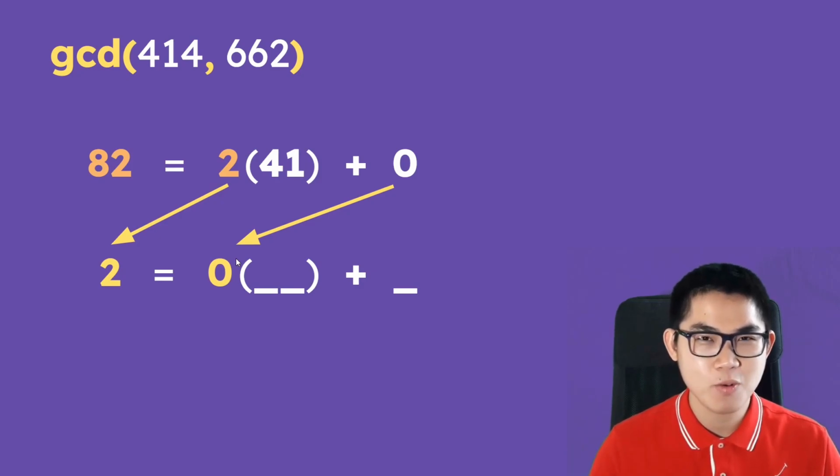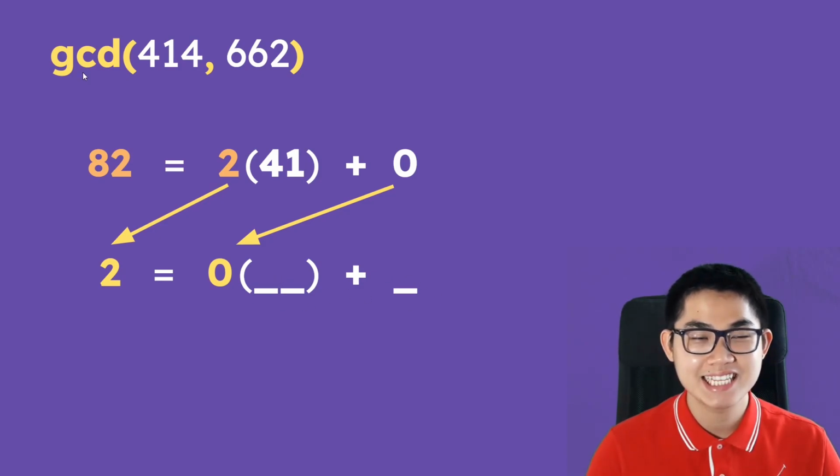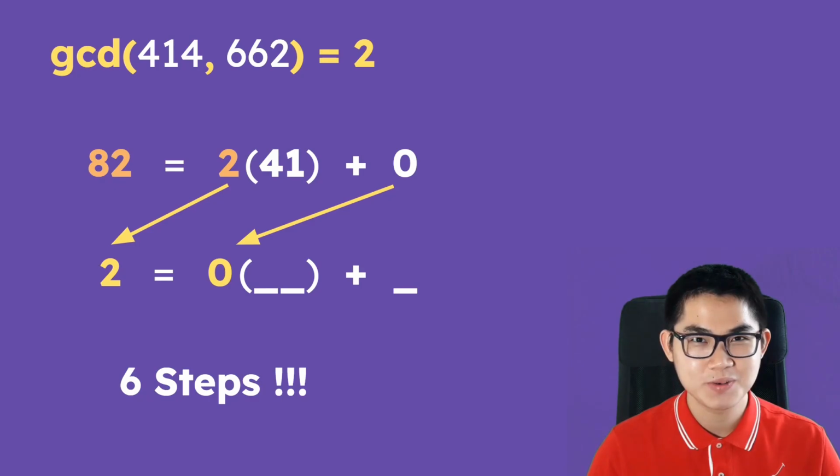I'll explain why in a second, but when you do this, then these will be blank. You don't need to fill in these numbers. The result is that the GCD of 414 and 662 is the number 2. And this number 2 comes from the last line here. As you can see, all of this takes only 6 steps to do, which is not a lot.